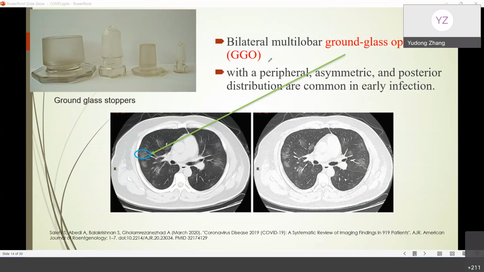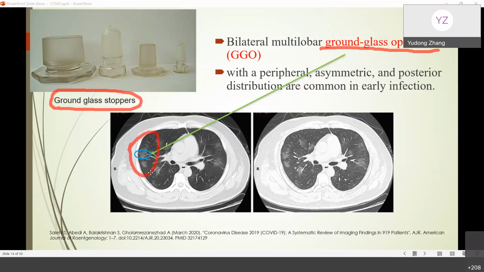So now we can learn something very important called ground glass opacities. What does ground glass mean? If you have some liquid medicine, you will get a glass bottle, and there are stoppers, some caps on the top of the bottle, used for a ground glass. And these ground glass opacities will also happen in your lungs if you are infected.